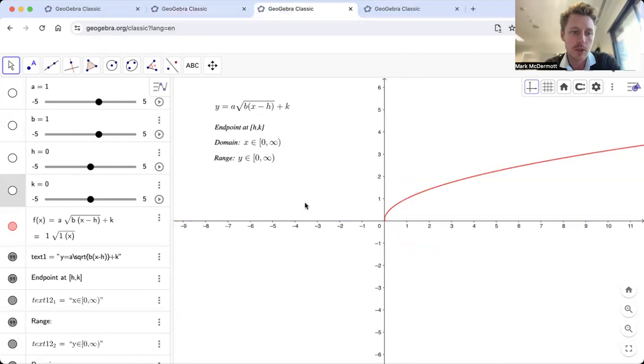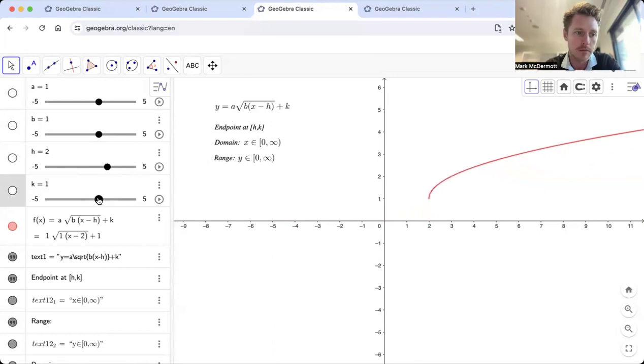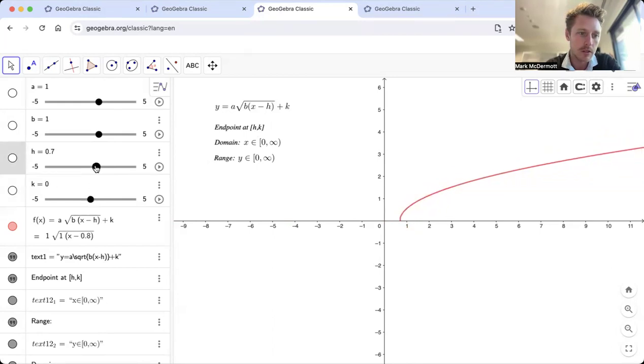Let's do the next one, which is the square root of x. So x to the power of 1/2, essentially. So fractional powers. Now you've noticed in the previous two examples, H and K were our horizontal and vertical asymptotes. In this case, it's actually going to be our endpoint. So let's change H and K. If I change H to be 2 and then K to be 1, you can see that our square root graph starts at the point 2, 1.